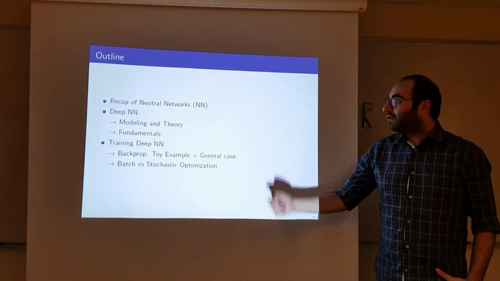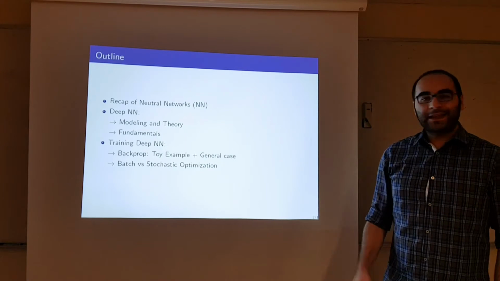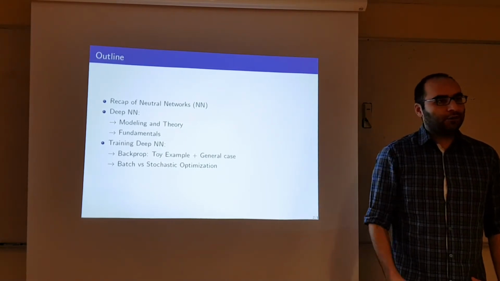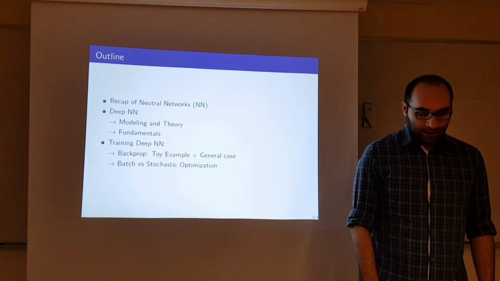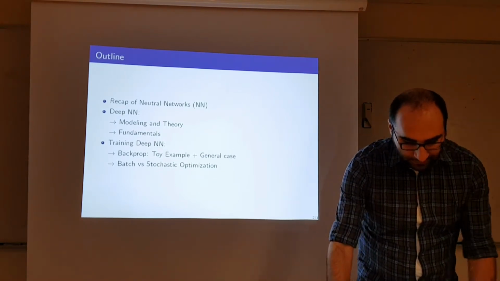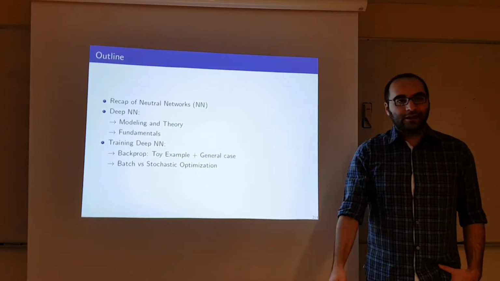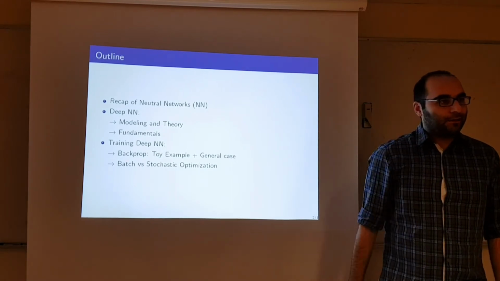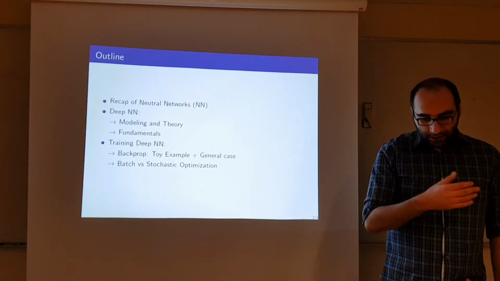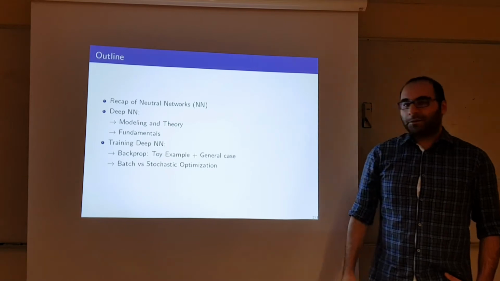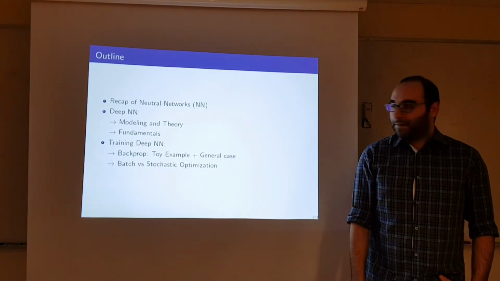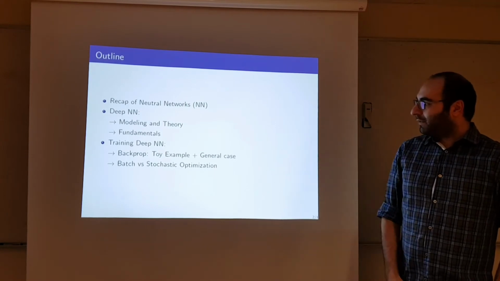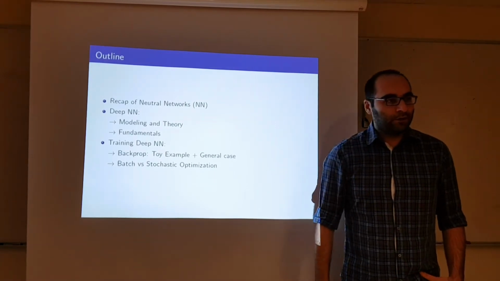So just an overview of today's talk. We'll start with a recap of neural networks, which we had a few slides about. Then talk about deep neural networks, so basically modeling and the theory. What is the idea behind them? What are they trying to achieve? Some fundamentals in terms of empirical risk minimization. How do they fit within the context of learnability? And then finally talk about the training process. How do we do the training?